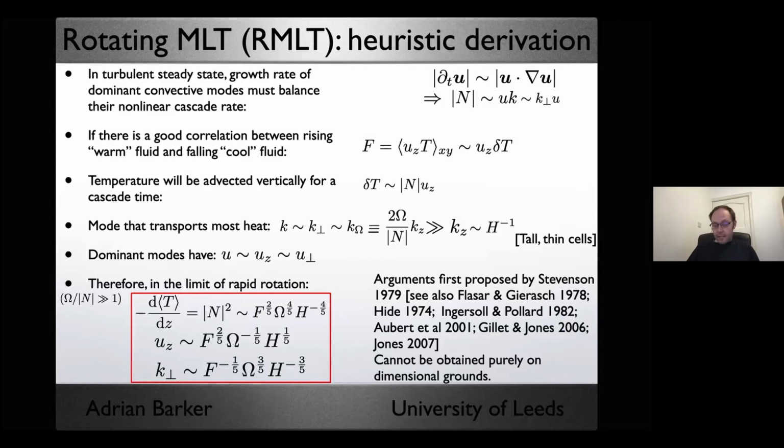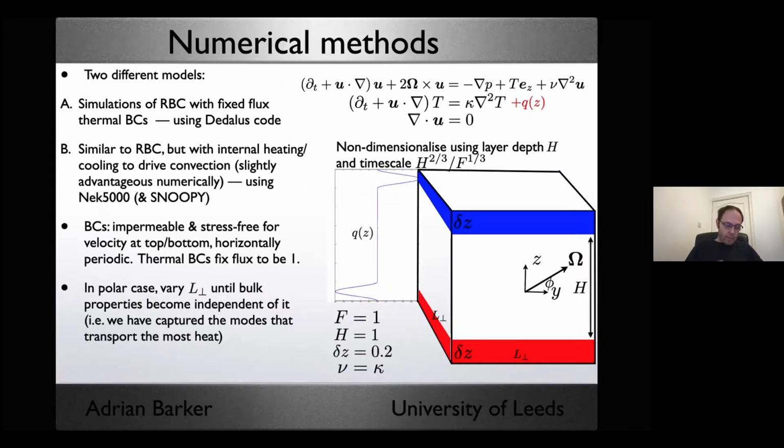They were discovered in the 1970s, but certain aspects of these haven't been conclusively tested in simulations, particularly in cases away from the poles, which I'll extend the theory to discuss later on. So note that this theory cannot be obtained purely on dimensional grounds. We need to go beyond that and add in other ingredients to obtain this. So I'm going to discuss simulations with two different setups.